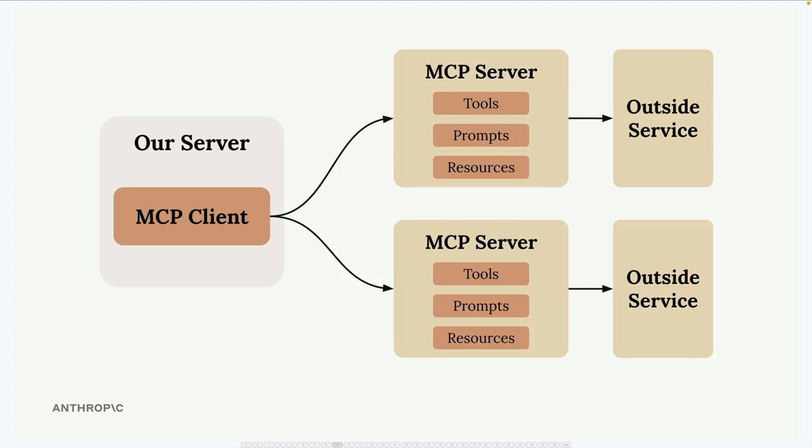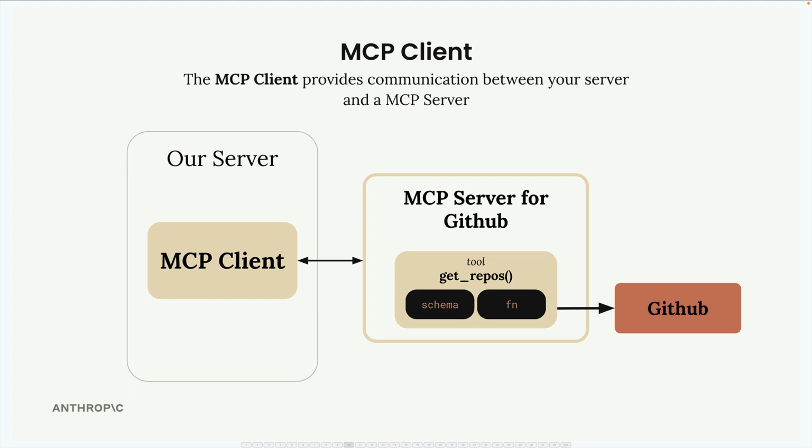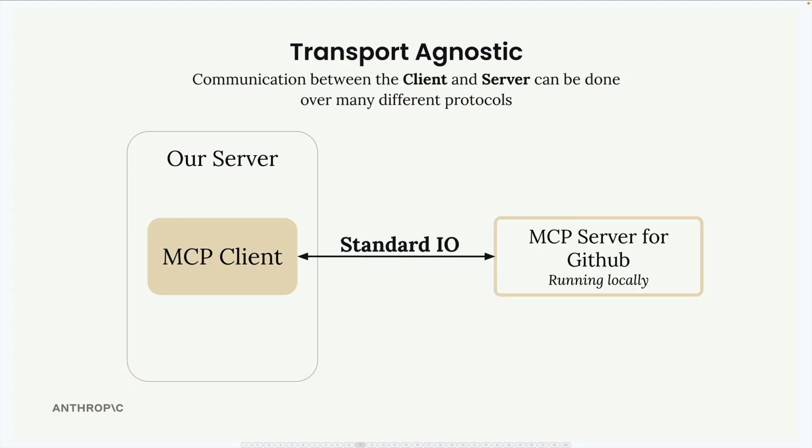The next portion of Model Context Protocol that we're going to investigate is the client. The purpose of the client is to provide a means of communication between your server and an MCP server. This client is going to be your access point to all the tools implemented by that server. Now, MCP is transport agnostic.